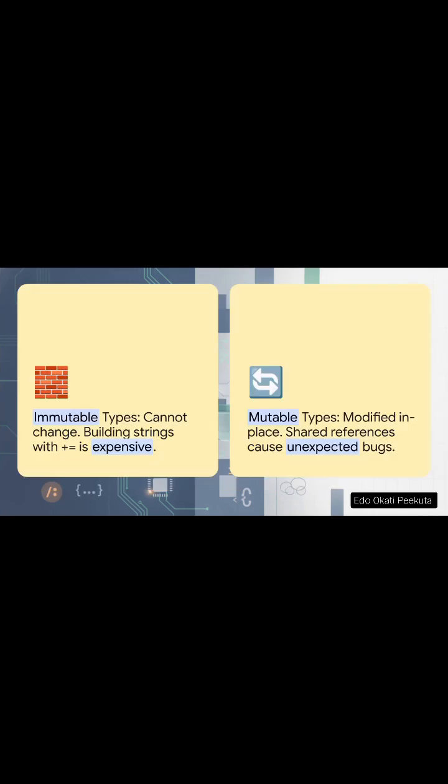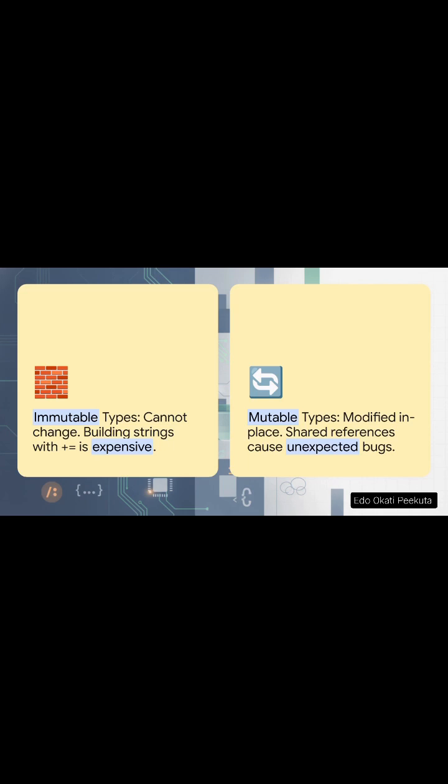Now, what's really interesting here are the hidden trade-offs. For immutable types, we're talking strings, integers, tuples. Once they're created, they cannot be changed. No way. So if you try to modify one, say by building a string in a loop using plus equals, Python isn't just updating it. It's actually creating a brand new object every single time. That is an incredibly costly O(n)² performance hit.